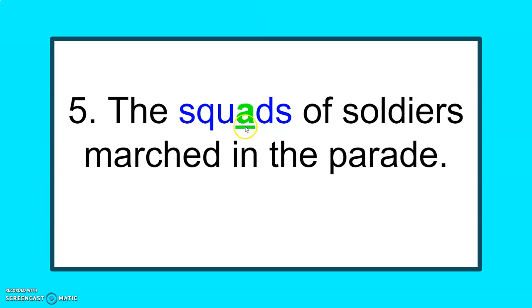All right, and the last one is going to have the third sound of A. So go ahead and read that sentence and the word. All right, let's read it together. The squads of soldiers marched in the parade. Squad is a group of people. I was on a cheerleading squad when I was in high school, a group of us that cheered at all of the games. Okay, this is a squad, a group of soldiers in this sentence, and they're marching in a parade. Have you ever seen a squad of soldiers marching in a parade? I have during 4th of July parades.